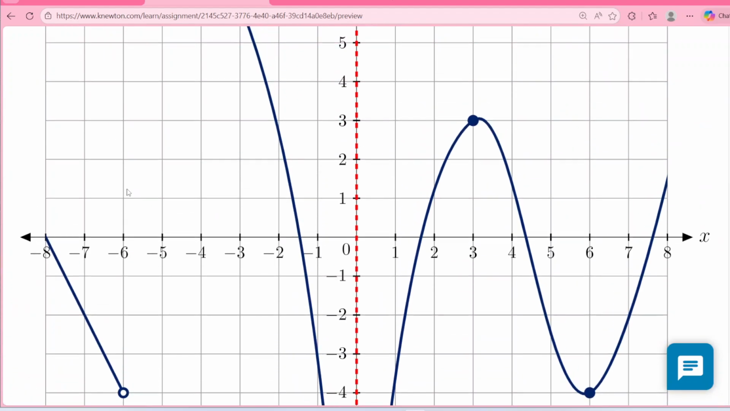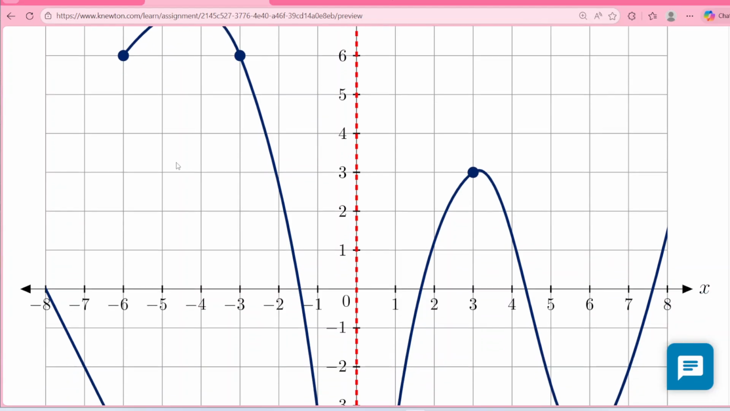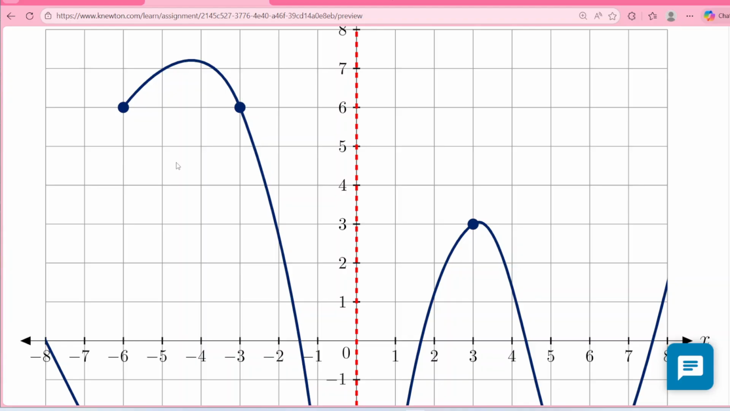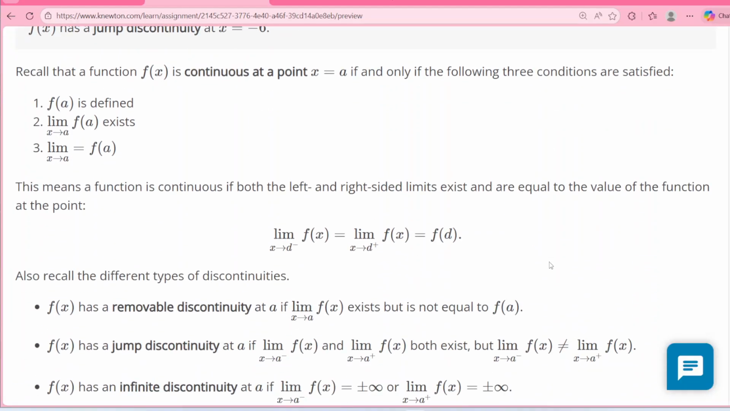At x equals -6, the left side limit is -4. The right side limit is +6, right? So the left side limit exists, the right side limit exists, but they're not the same. So you had that jump, and you can clearly see the jump in the graph there. Great.